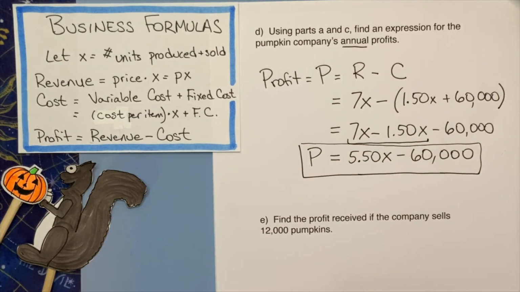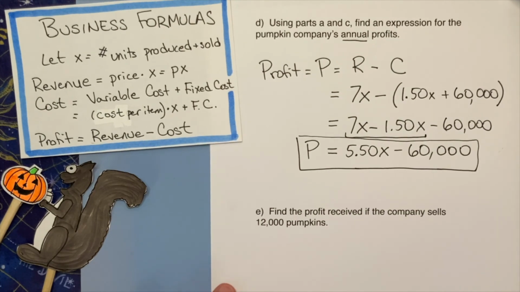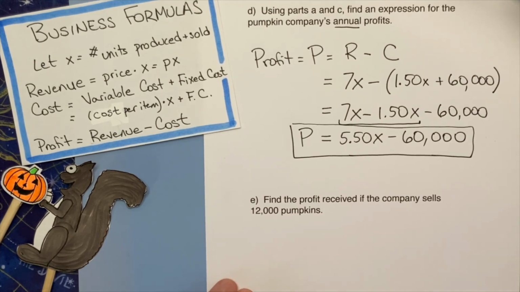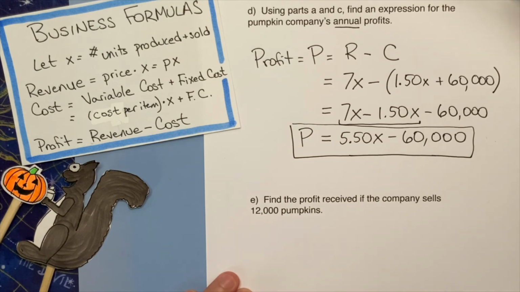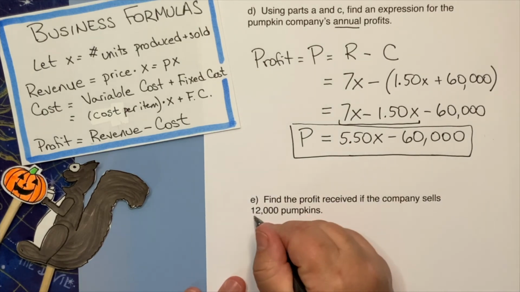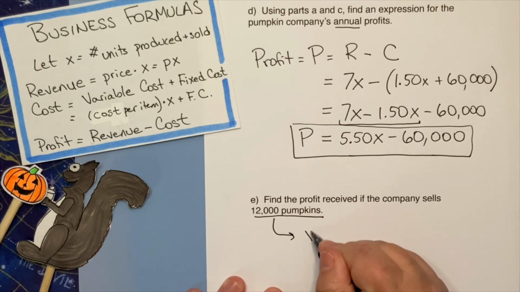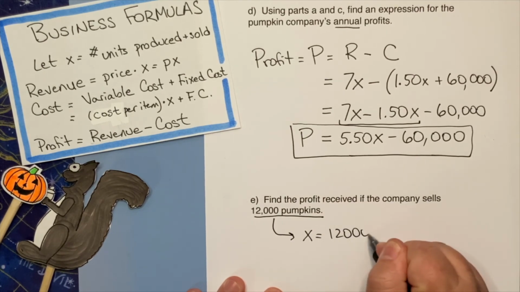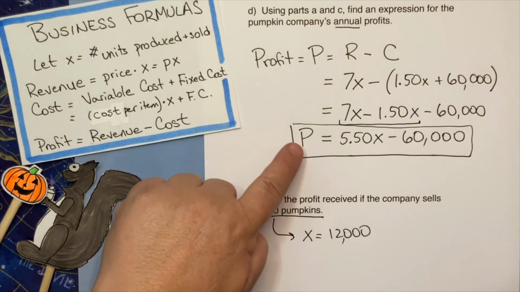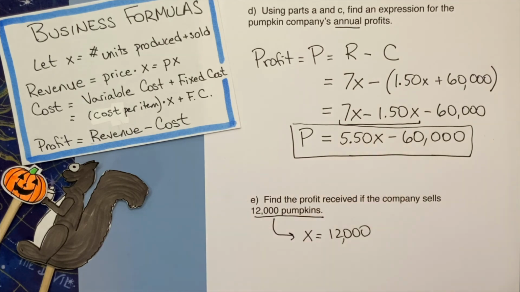Yay! And then let's work on the last part. Find the profit received if the company sells 12,000 pumpkins. This just amazes me. So 12,000, that seems like a lot to me, personally. What does 12,000 represent? And since it's pumpkins, this 12,000 means that x equals 12,000. Whenever you've got an equation, there are usually two things you could do. You can either put the 12,000 on the left side, right? Or you can put it in for the variable. And in this case, we're going to put it in for the variable.